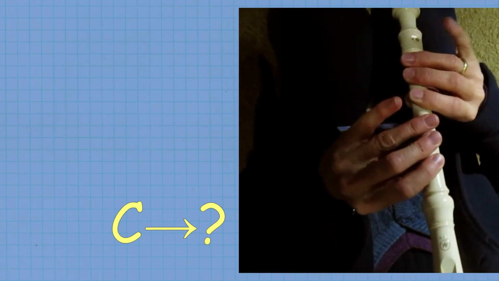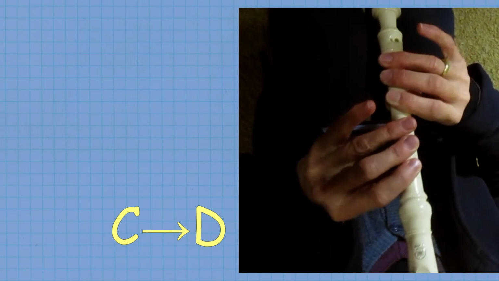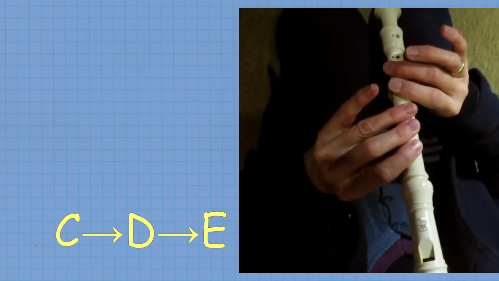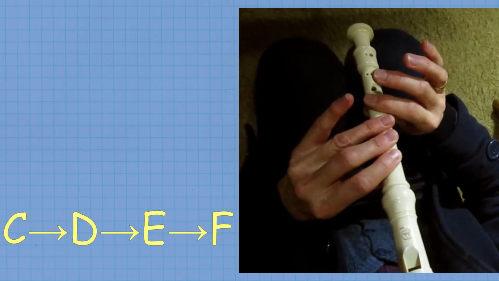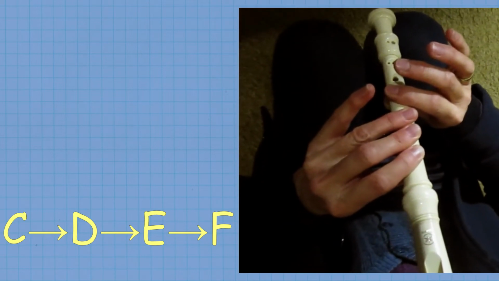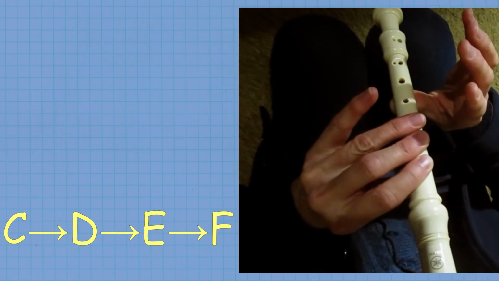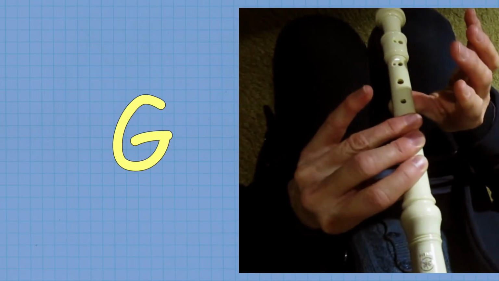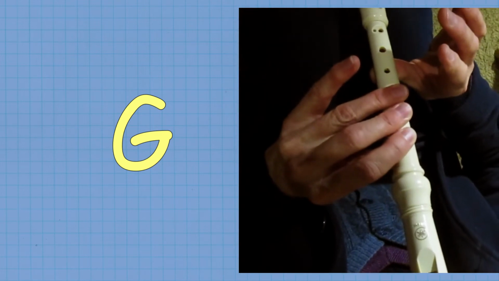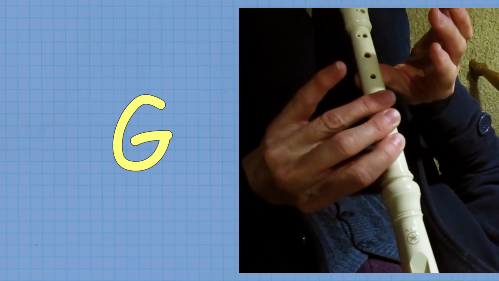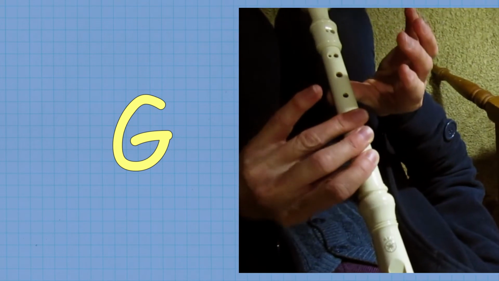After C comes D, then E, then F. This is a wrong F, but more about that later. And after F comes G. Do you see we have reached the note with 3 fingers? So 3 is called G.